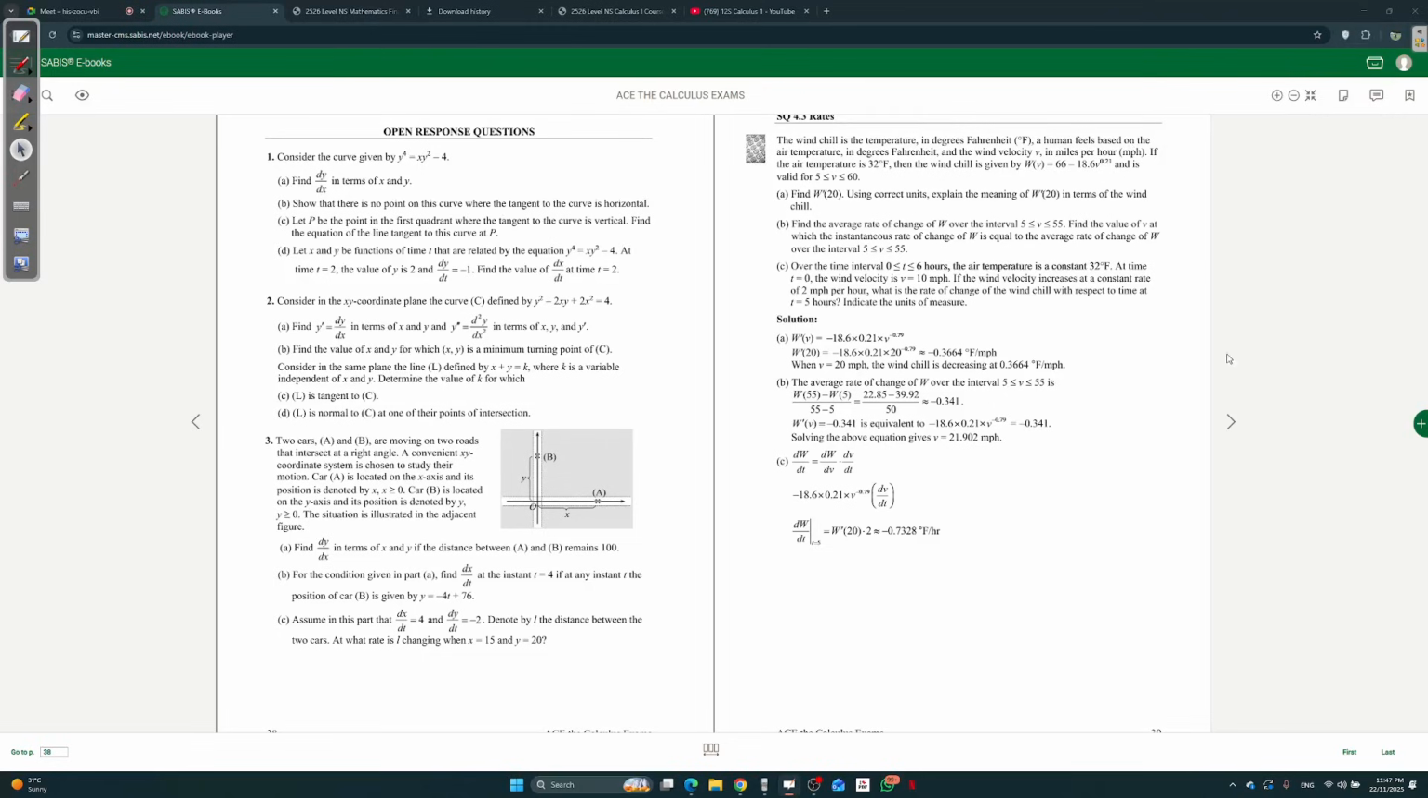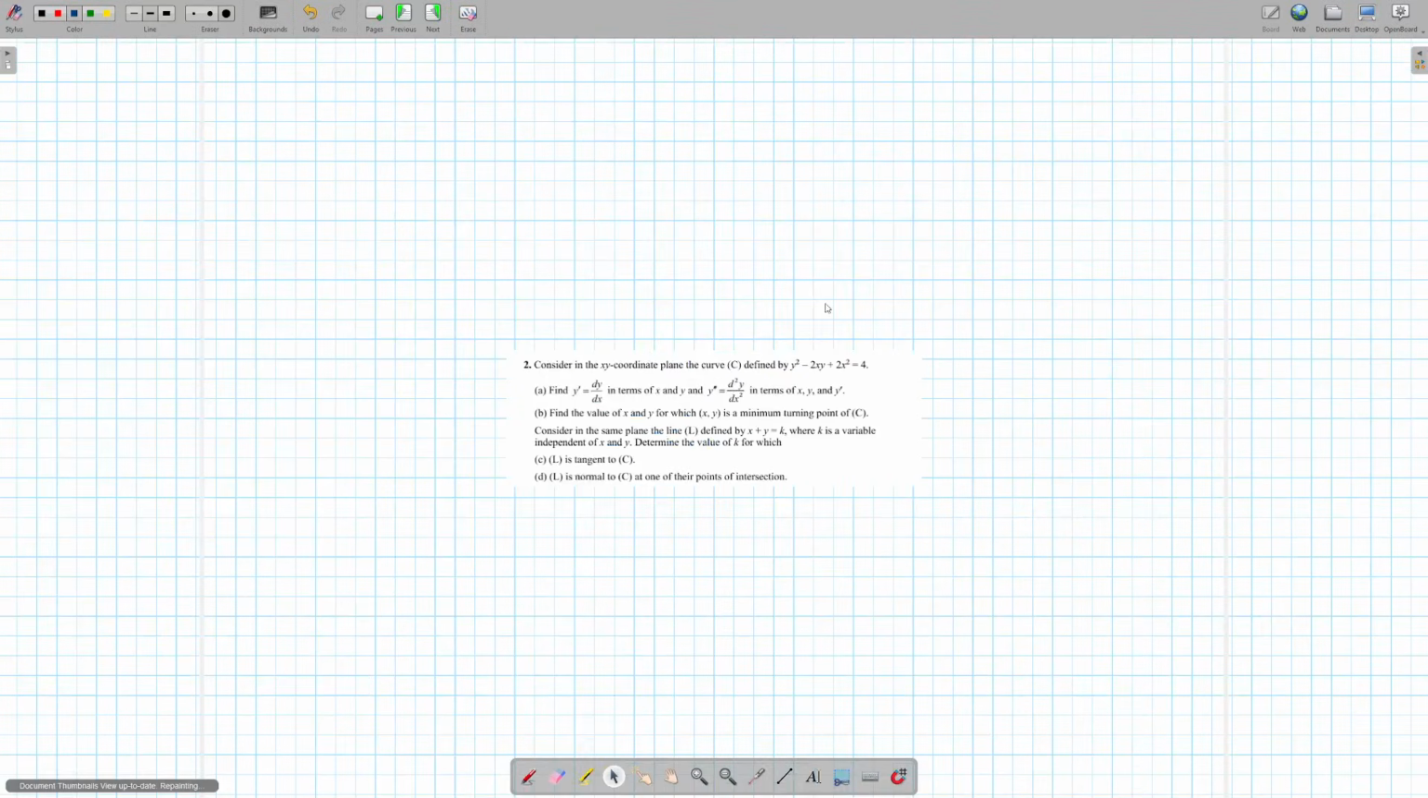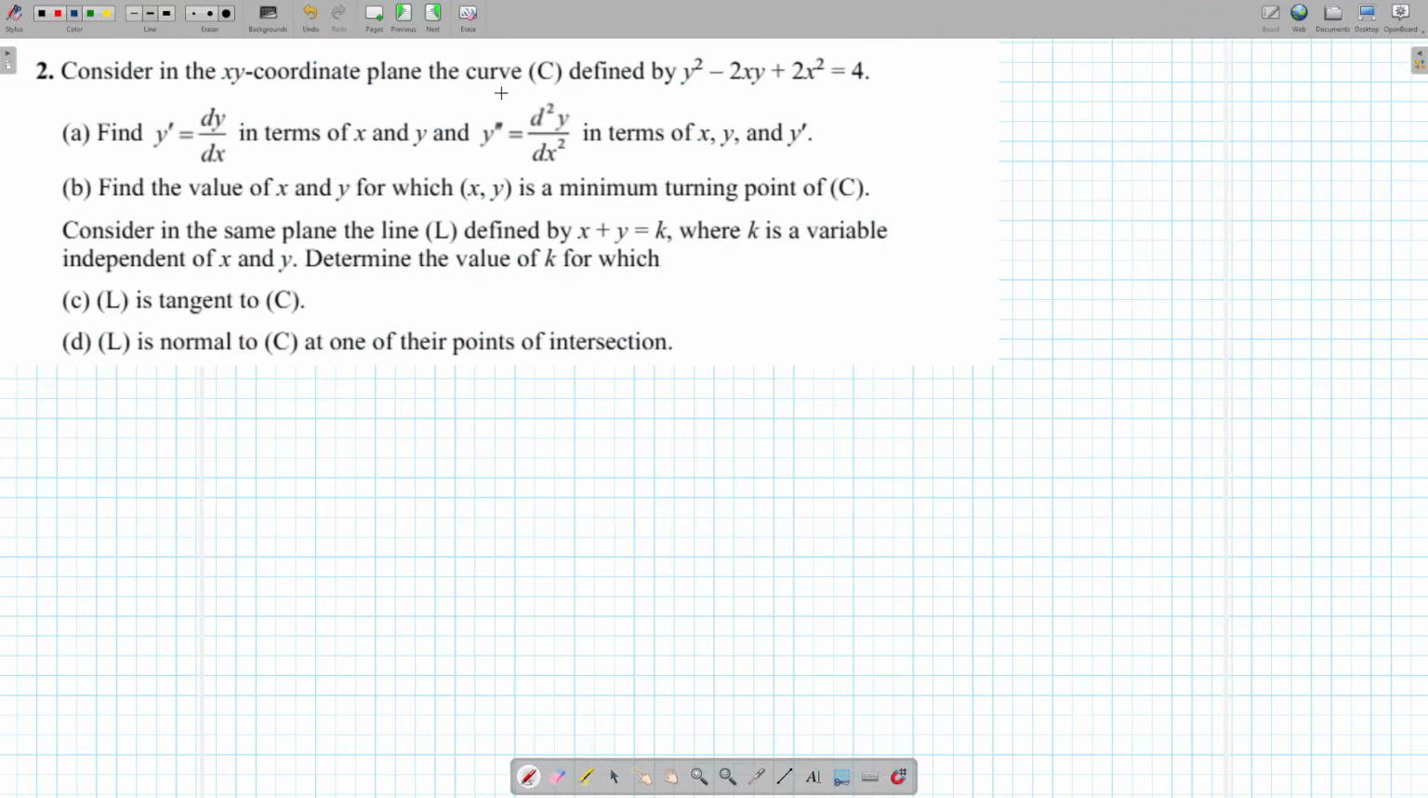Next question, our final question for the ACE calculus book. Alhamdulillah. Last question, curve C is given by this. Find y prime and find y double prime. This is why I don't like this question, because y double prime is very long.